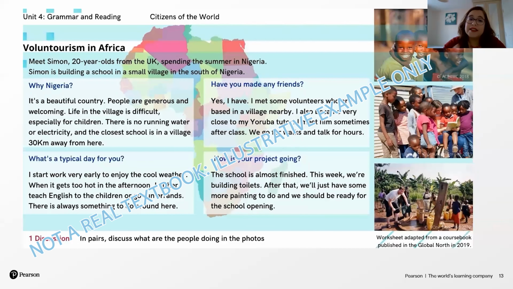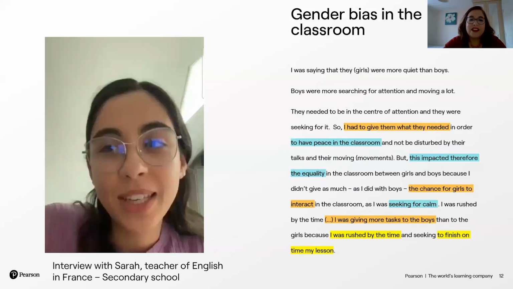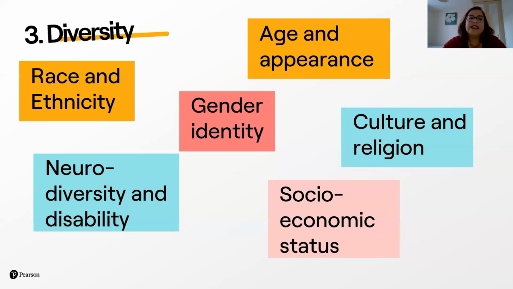you could recreate it, reframe it. You could make it about somebody from Nigeria going to the UK and volunteering in a charity there and flip it upside down, and not make it about the North saving the South, but rather some intercultural exchange on an equal basis, although equality would be a myth in this sense, especially since there are historical power imbalances at play here. I invite you to reflect on their inclusivity by looking at the different dimensions such as race and ethnicity, age and appearance, gender, culture, religion, socioeconomic status, and neurodiversity.